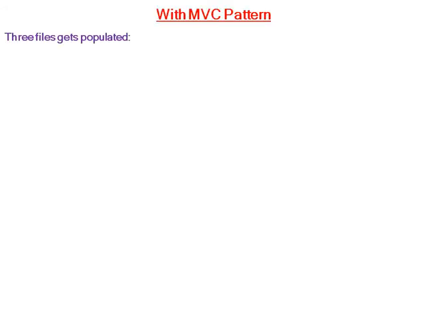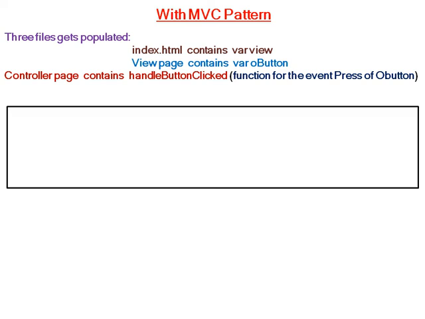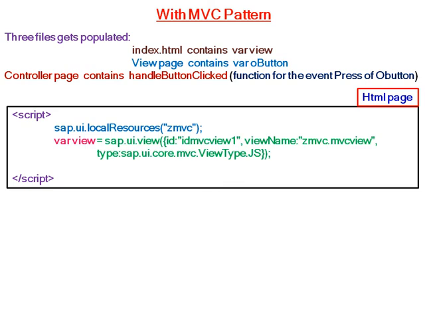But with the MVC pattern, we know that three files get generated: index.html, the view page, and the controller page. So in the HTML page, we'll have details about the view page, and here we mention the view which contains the UI elements, and that view in the HTML page itself will be placed in the user interface area, that we mention here itself. So the ID content we have given.